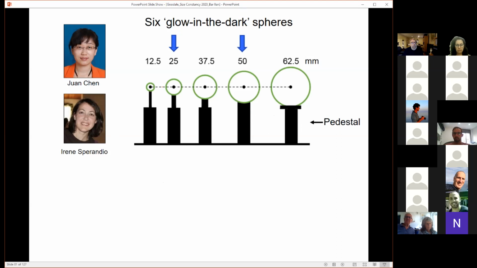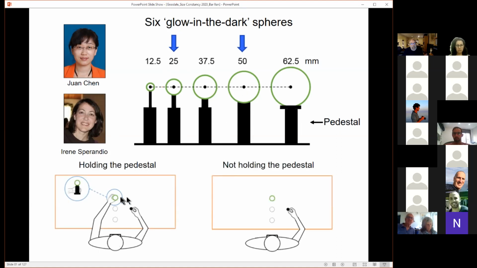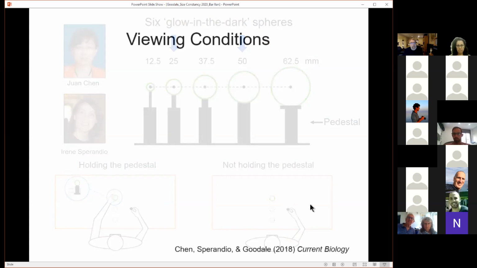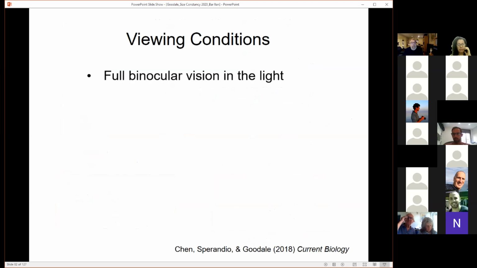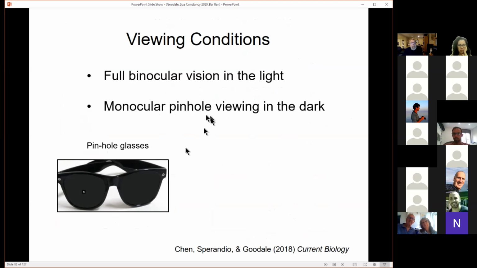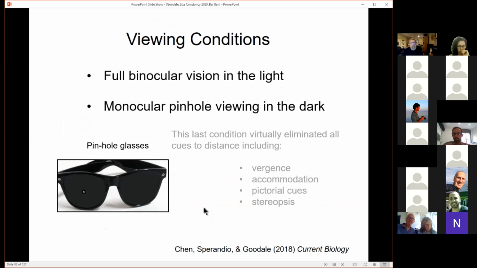And so I'm going to be comparing the 25 millimeter wide and the 50 millimeter wide objects. So when they're either holding the pedestal or not holding the pedestal, they made a grasp beginning here and then moving over, or they did an estimate of the size of the object. And the viewing conditions were such that they did it with full binocular vision in the light, or pinhole viewing, where they looked at the glowing ball through a pinhole. And of course, that eliminates vergence, accommodation, pictorial cues, stereopsis. And all you see is a glowing ball. So most of your distance information, if you're holding the pedestal, will come from proprioception.